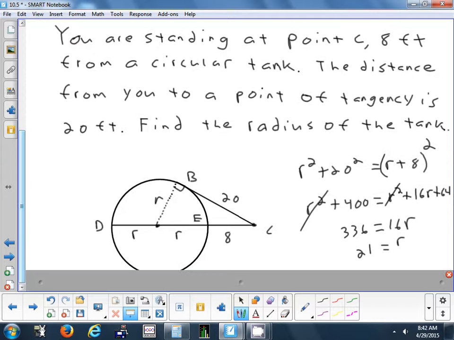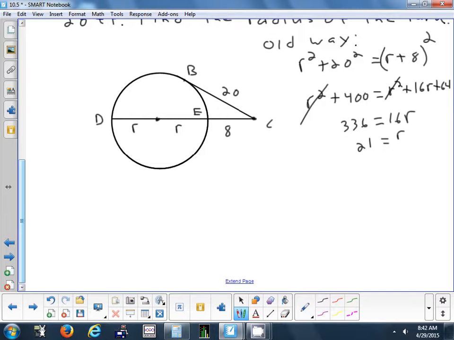Now let's get rid of that thing I added in. I'll label this the old way. Now we're going to do the new way. What we have here really is a tangent segment and a secant segment, and this is the length of the external part of it. So we're going to try solving it now using the theorem we just learned. Let's call this the new way.